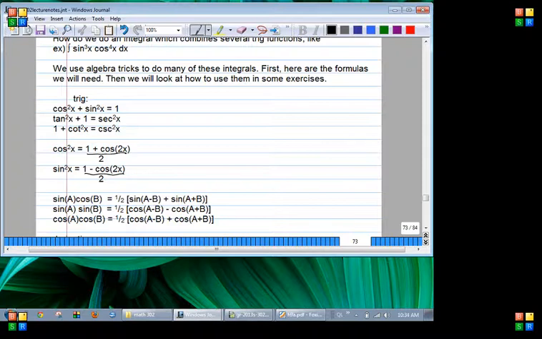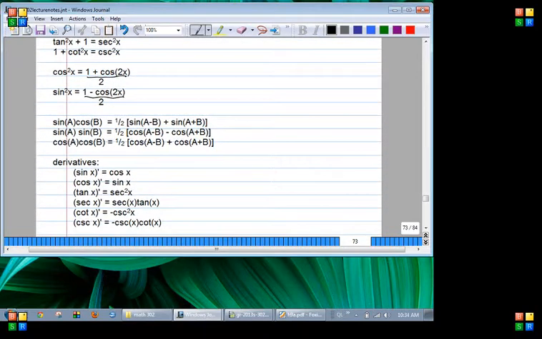Okay. Also, we just need to remind ourselves of the derivatives of all six trig functions. So just for handy-dandy reference, I wrote that down here. Okay, now let's use this and get to work.